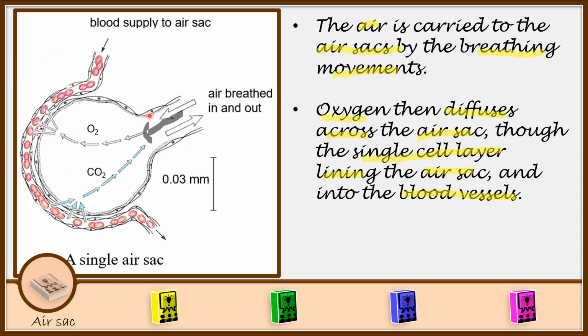And if we have one layer of cell, that single cell layer allows easy diffusion of oxygen. So the oxygen which is coming into the air sac will easily diffuse in the one layer cell covering the lining of the air sac, and then it will enter into the blood vessel, which is the blood capillary.